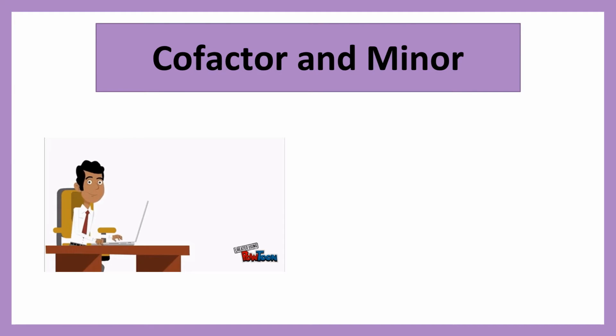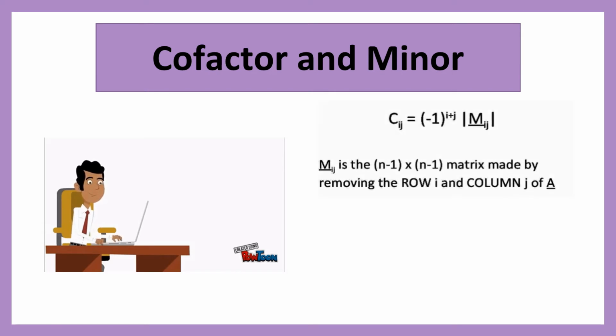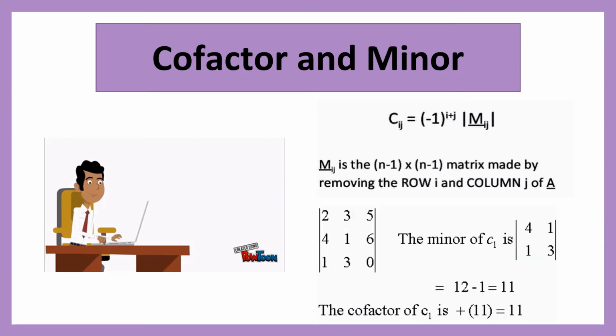Cofactor and minor. By the cofactor of an element of a determinant, we mean the product of this expression and the minor of the concerned element. Symbolically, it is given by this equation, where Cij is the cofactor of the element in the ith row and jth column of the determinant. Now, minor.